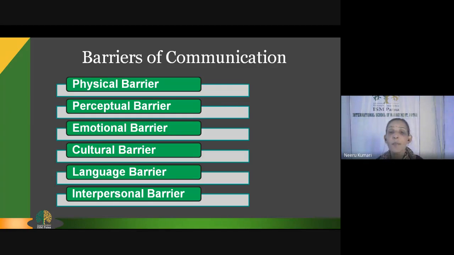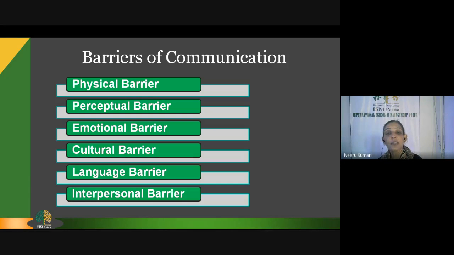The next is the emotional barrier. Whenever we talk about emotions, whenever your best friend fights with you, what do you see? You are not able to communicate in the right way. Why? Because of that emotional barrier, isn't it? If your mother or father is scolding you, you will say that your complete day was spoiled because your parents don't believe you. Why? Because of that emotional barrier.